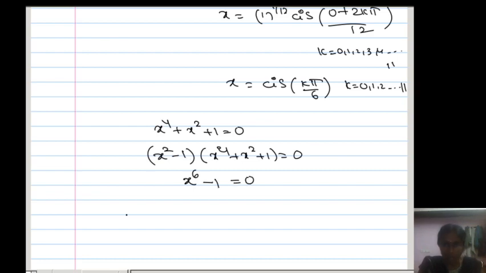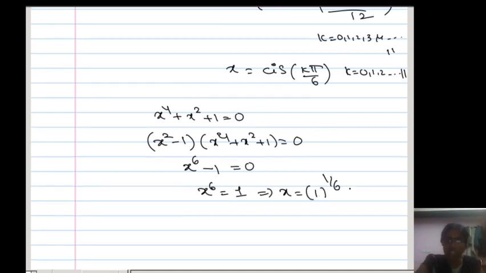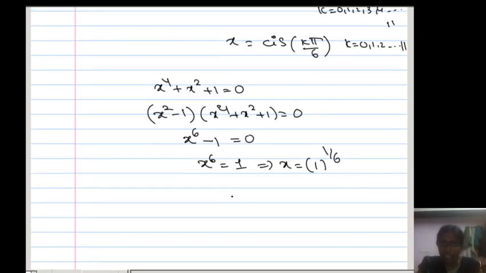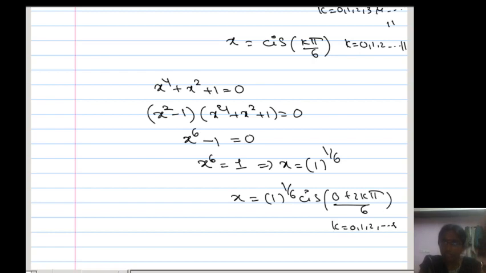is equal to 0. So x power 6 is equal to 1, then x is equal to 1 power 1 by 6. This is called the 6th root of unity. So what is the 6th root of unity? For the 6th root of unity, it means 1 power 1 by 6 cis of theta naught 0, 2kπ by 6, where k is equal to 0, 1, 2, 3 up to 5.